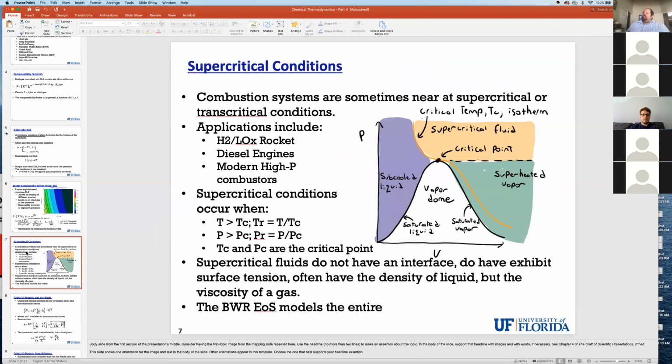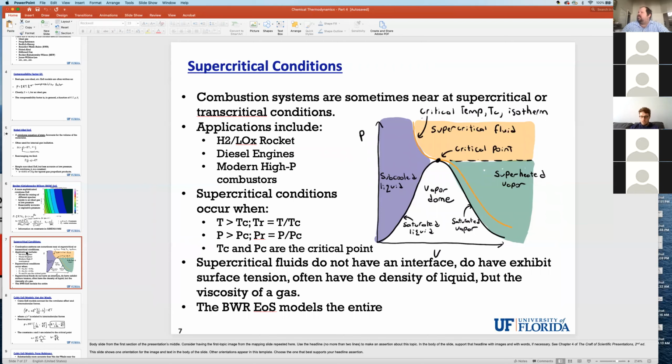Now, for those of you who work not with explosives or really high pressure conditions, but with normal combustors or diesel engines, even typical gas turbine combustors, the pressures are starting to get high enough that you need to consider the vapor dome in your equation of state.